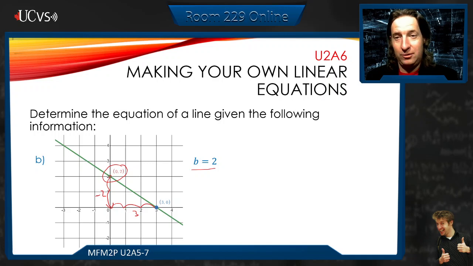Now down 2 means negative. Be careful there. If you're going down 2, that's going to be a negative value. And I know that slope is just rise over run. This is my rise, -2. My run is 3. So my slope is -2 over 3.